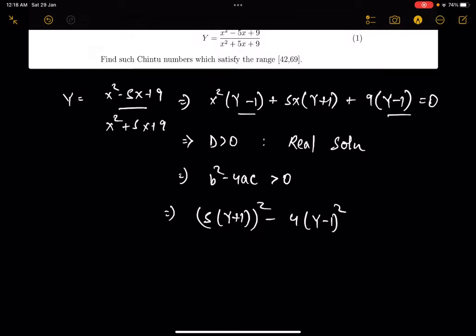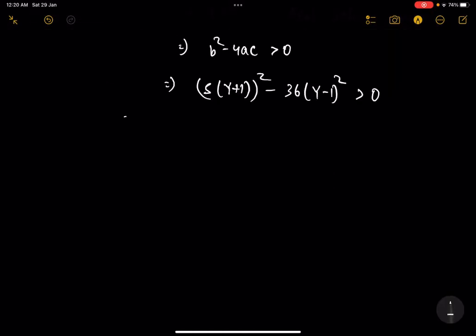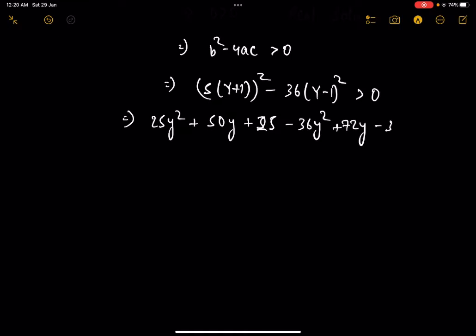As a and c are the same, it will be minus of 36, my mistake, and that will be greater than 0. Then we will get 25y square plus 50y plus 25 minus of 36y square plus 72y minus of 36 greater than 0, and that will be minus of 11y square plus 122y minus of 11 greater than 0.